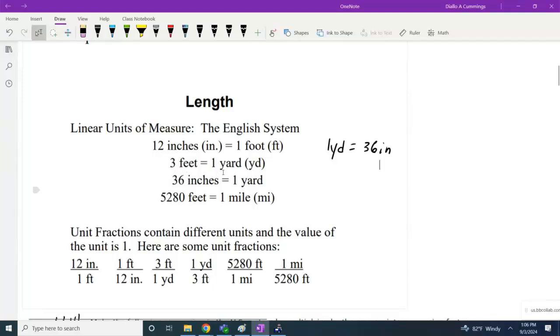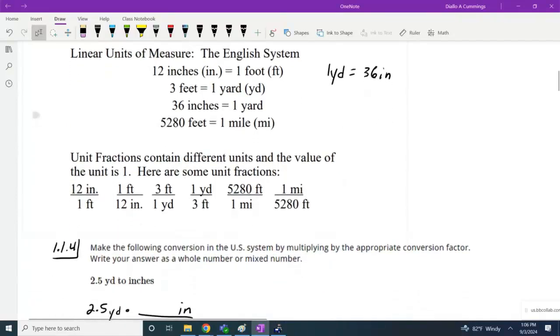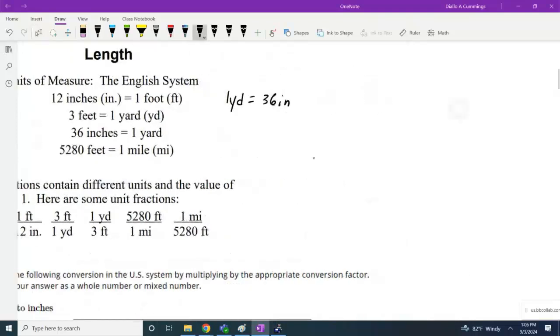If 1 yard is 3 feet, and if 1 foot is 12 inches, therefore 3 feet would be 36 inches. I mean, I guess I can actually use a unit fraction for this one, just to show how that works. Since that's not a common one, so let's convert 1 yard to inches.